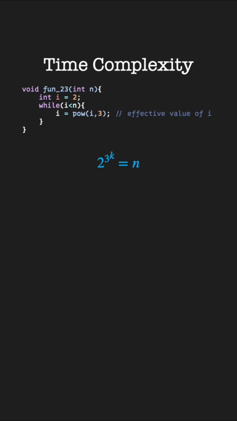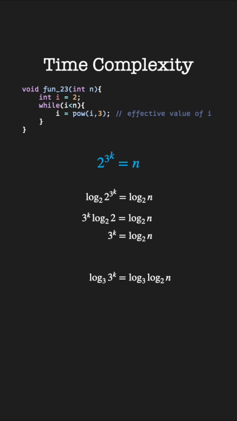Now, let's calculate the value of k, which is the number of iterations in the loop. We start by taking log base 2 and then log base 3 on both sides to get the value of k. Finally, we find the value of k.